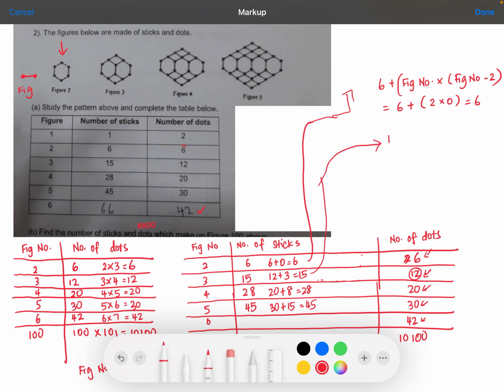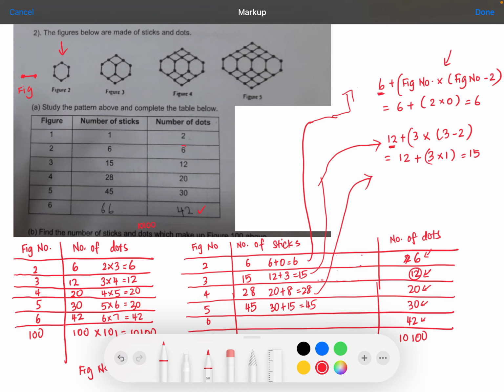The next one will be 12 plus figure number. This is figure number 3. Alright, so I put a bracket first, times figure number minus 2. So I will get 12 plus 3 times 1. I'll get 15. So it seems that this one is right. But some of you might be asking how I get 6 and 12. Remember earlier on for part A, we already did it already. So now I'm going to go to this.